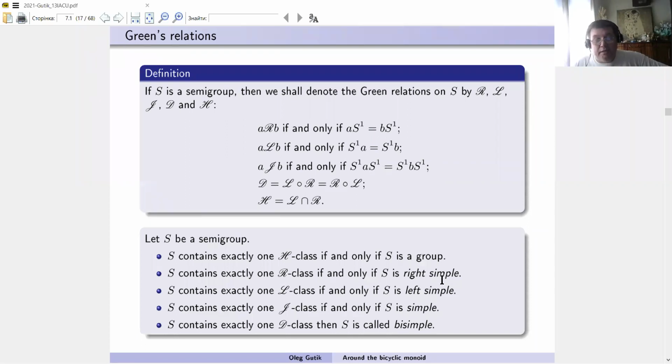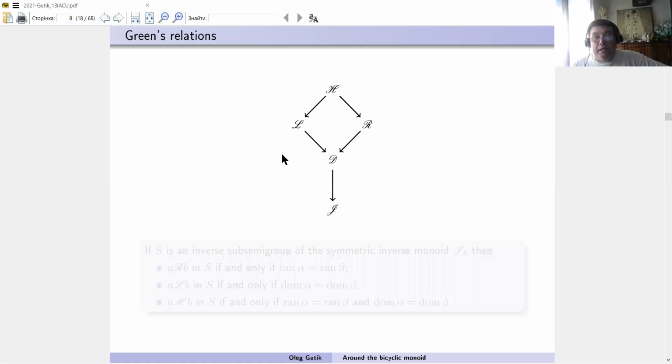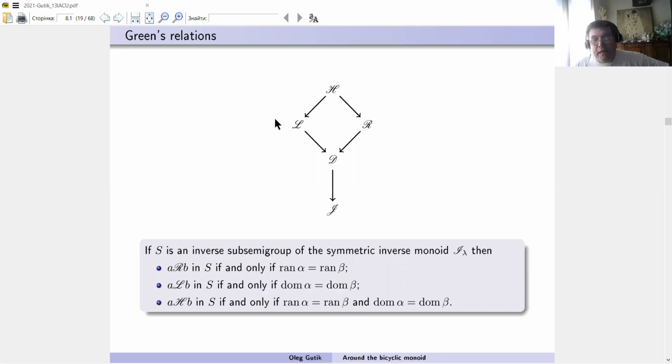contains only one R class is right simple, correspondingly one L class is left simple, contains one J class is simple, and contains exactly one D class, then it is called bisimple. So every bisimple semigroup is simple. And the relation between these relations shows the following diagram. And when we have any inverse subsemigroup of the symmetric inverse monoid I lambda, then not all, but R, L, and H relations are described in the following way.